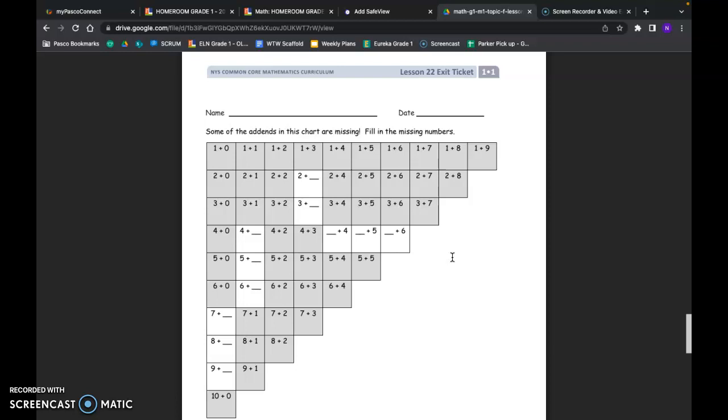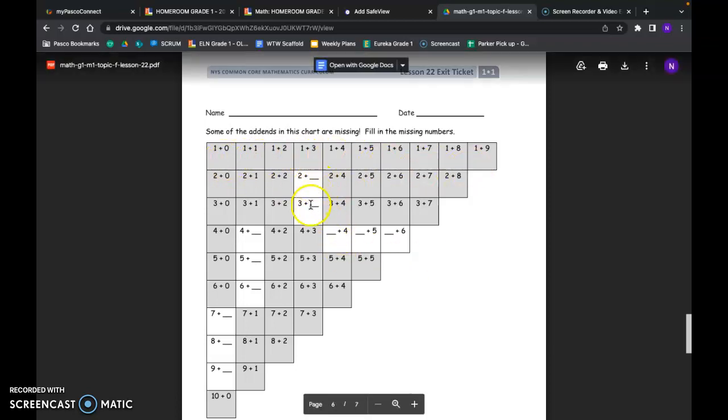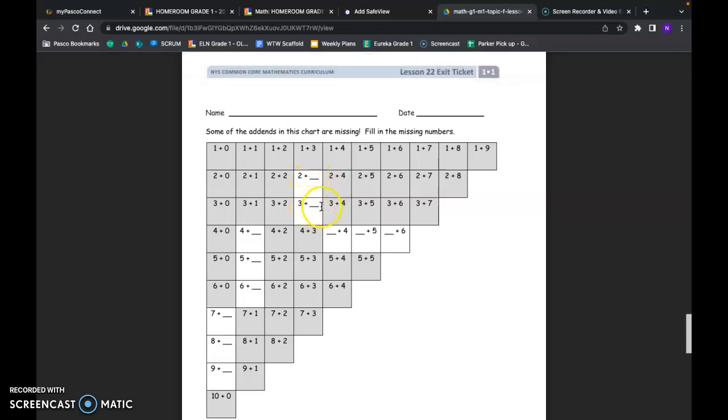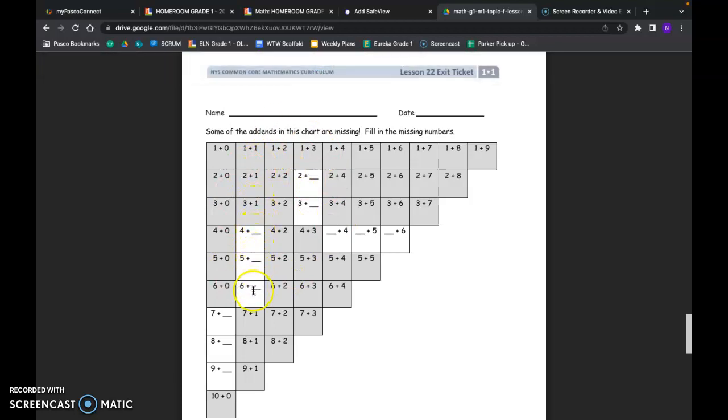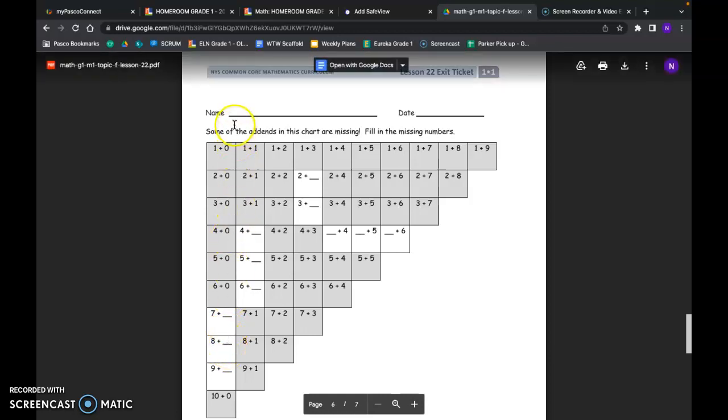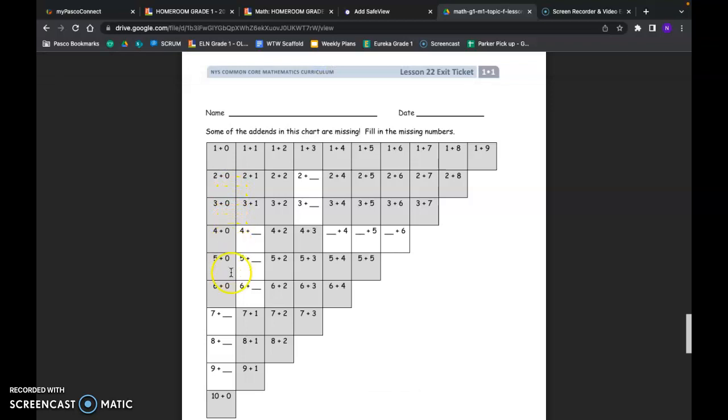So what I want you to do is you will see that there are some gray boxes and there's also some white boxes that have a missing part. I want you to look at the chart and fill in the missing parts, so where you see this blank. Now remember friends, she went over in the video the pattern that you see down the rows.